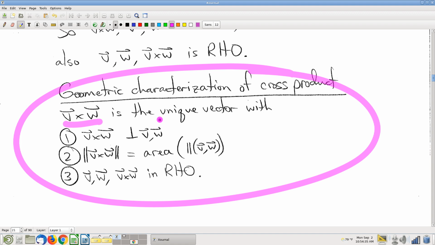The cross product is the unique vector that has these three geometric properties: it's orthogonal to the two inputs, its magnitude is equal to the area of the parallelogram, and it makes this a right-hand ordered listing. So, like I say, you could start with this, and then through some not entirely unrelated arguments, work backwards and derive the formula for it.